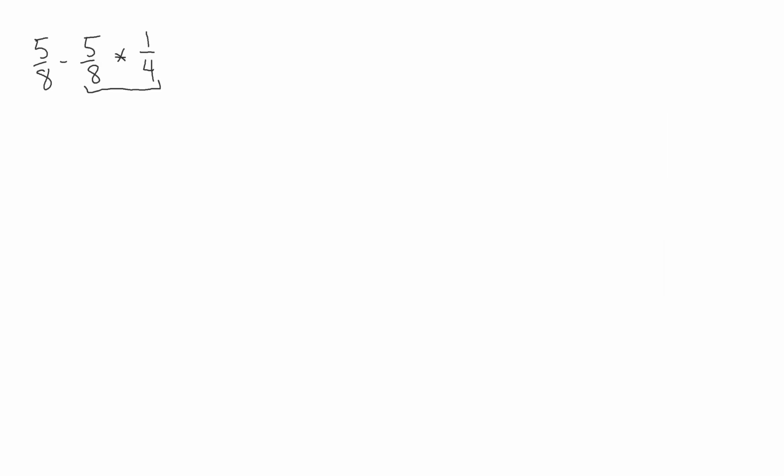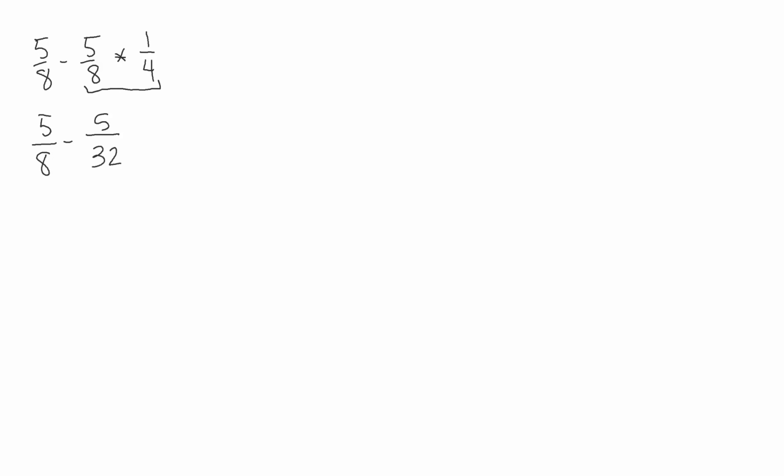Okay. So ignoring everything in the problem except the 5/8 and the 1/4, I notice in the numerator I have a 5 that does not divide into 8 or 4, no common factors. I just multiply across. So I get 5/8 minus 5 over 32.